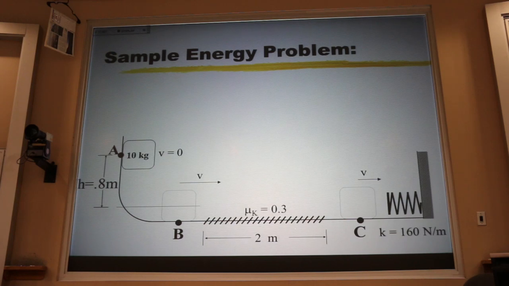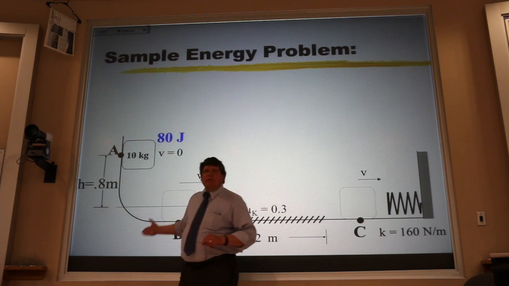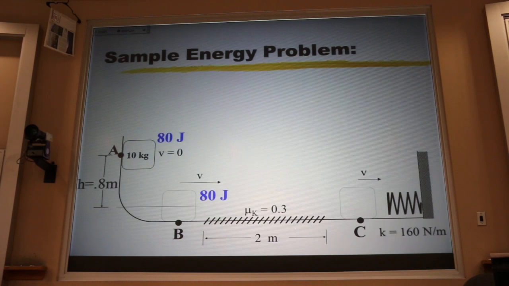Where we've been. Last day we worked this problem. We found that at point A, the block had 80 joules of gravitational potential energy. We got that from our formula mgh, where m was 10, g was 10, and h was 0.8. We found that this frictionless track did no work because it was always pushing perpendicular to the motion, and so we still had 80 joules when it got down to point B, but now that energy was kinetic energy.